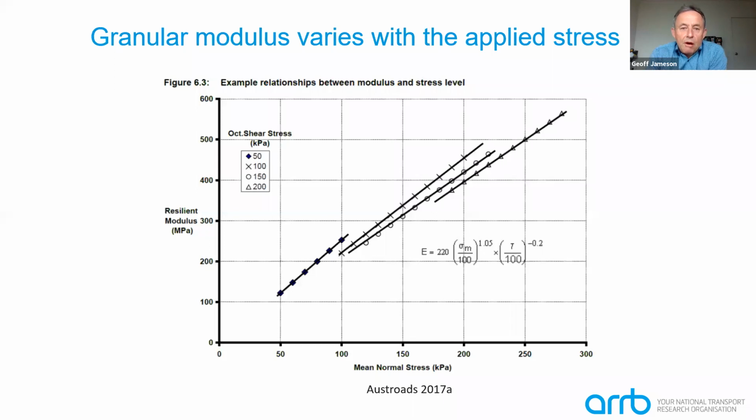This is an example of the stress dependency of, I think, a crushed rock here, showing on the vertical axis the resilient modulus measured at different mean normal stresses and also different values of octahedral shear stress. So you can see that the modulus increases with mean normal stress and also reduces with the octahedral shear stress.